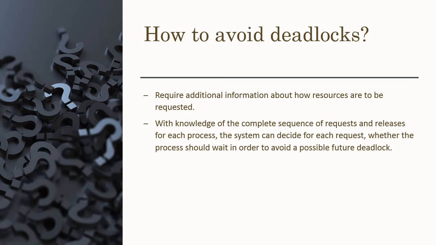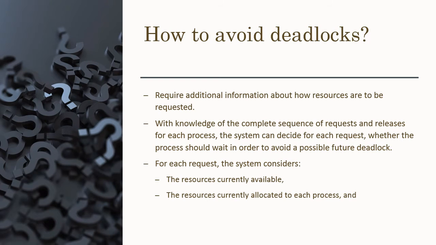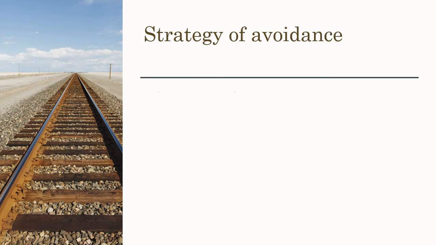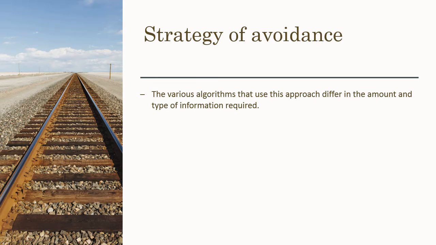With knowledge of the complete sequence of requests and releases for each process, the system can decide for each request whether the process should wait in order to avoid a possible future deadlock. For each request, the system considers the resources currently available, the resources currently allocated to each process, and the future requests and releases of each process. Strategy of avoidance: the various algorithms that use this approach differ in the amount and type of information required.